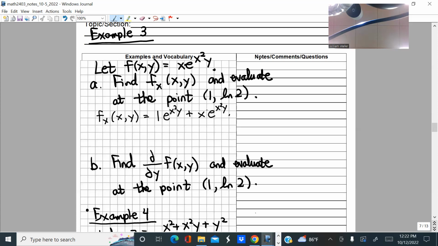But in general, just remember, if you have e to an expression, and you want to differentiate it, right? You repeat e to the expression, and then you multiply by the derivative of the expression that's in the exponent. So we have to multiply by the derivative of x squared y. But remember, y is a constant, right? y is just a number.